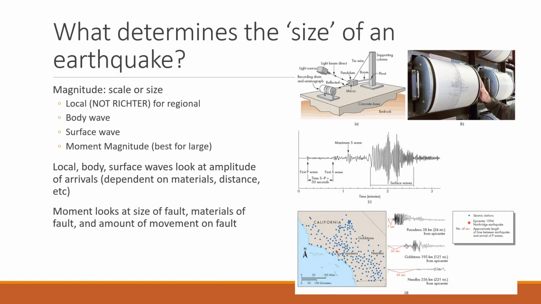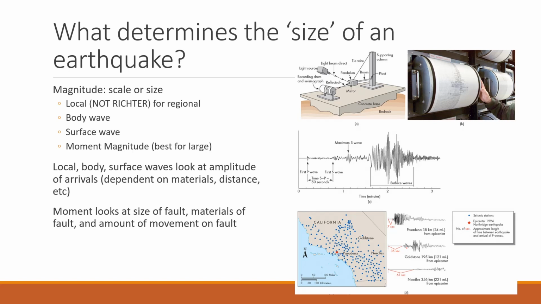One of the things we always want to know is the size of an earthquake. This is what people care about, right? Size is magnitude. Magnitude is on different scales. If we're doing a regional earthquake, we use what is called the local magnitude scale. It is not Richter. If you hear anyone telling you a Richter magnitude for an earthquake, they are wrong. Richter used to be used, but it's no longer used.